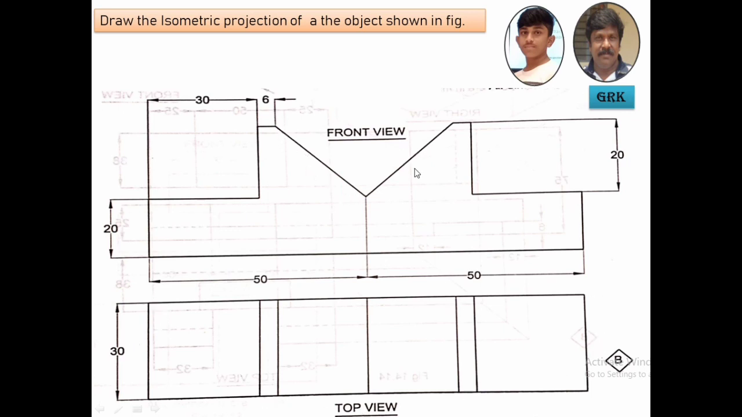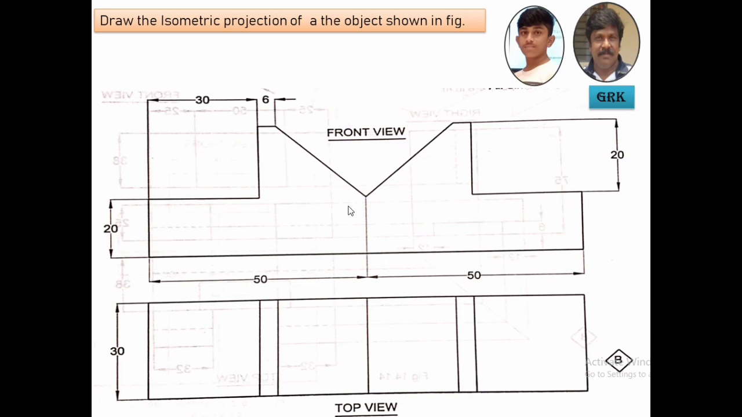These two lines that you are seeing inclined are called non-isometric lines. All these lines that you observe here, these horizontal and vertical lines, are all isometric lines. So we should understand how to draw the non-isometric lines, making use of the isometric lines. We'll explain that while solving the problem.